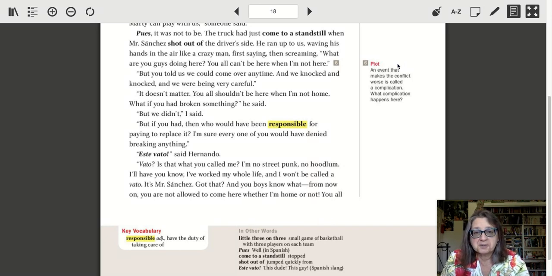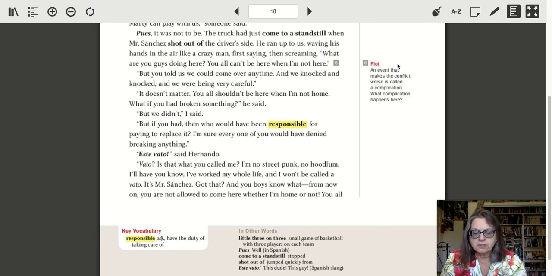It's our court, but it's not our court. So once again, Mr. Sanchez is changing what he's saying, or he's not doing what he said he'd do. But you told us to come over. Sorry, my iPad's messing up on me. But you told us to come over any time. And we knocked and knocked, and we were being very careful.